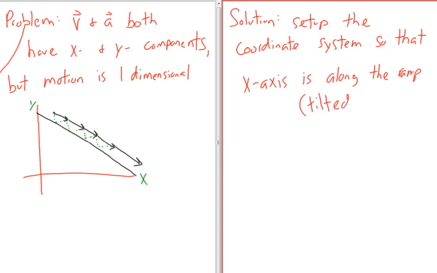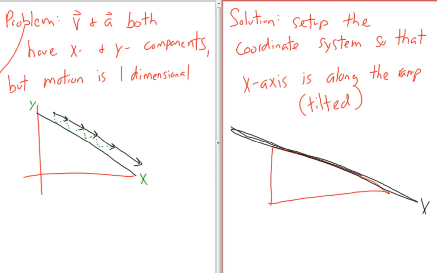So what we're going to do is tilt the x-axis so that it is along the ramp. You're like, what do we mean by that? Well, for instance, if that's the ramp, we're going to make that the x-axis. And of course, perpendicular to it is the y-axis. And what that does is it makes this previously two-dimensional problem, where we had an x and a y for everything, now a one-dimensional problem. An object is just traveling along the x-axis, along the x number line. So it simplifies this problem immensely.